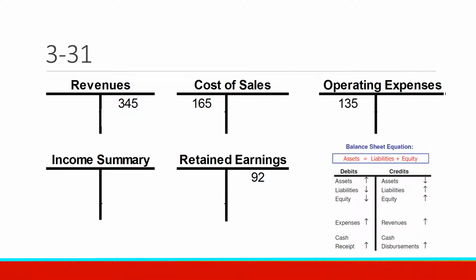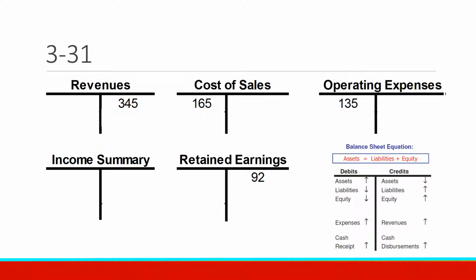Now on to homework problem 3-31. In 3-31, we're presented with a trial balance. It has information, and from there, we're to glean that information and develop an income statement and a balance sheet. The information presented here is a portion of it. What I've put across the top are the three accounts that relate to the income statement.